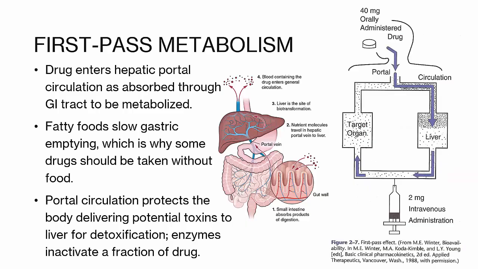The first pass metabolism. Drugs that are administered by the enteral route are metabolized before they reach the systemic circulation. As the drug is absorbed through the gastrointestinal tract, it enters the hepatic portal circulation and is metabolized in the liver before entering the systemic circulation. This process is referred to as the first pass metabolism or the first pass effect.